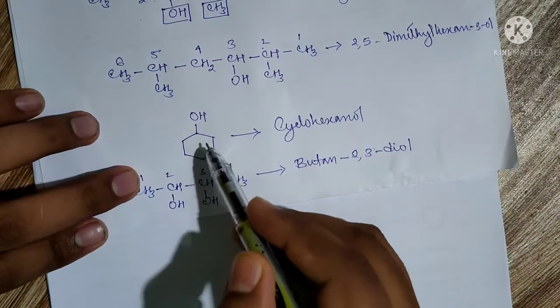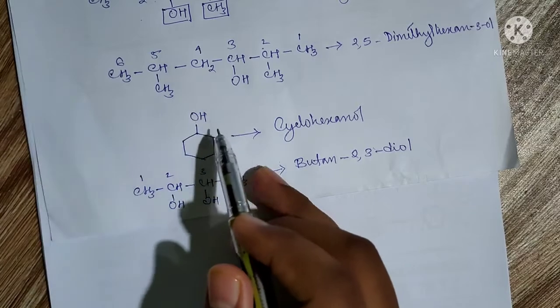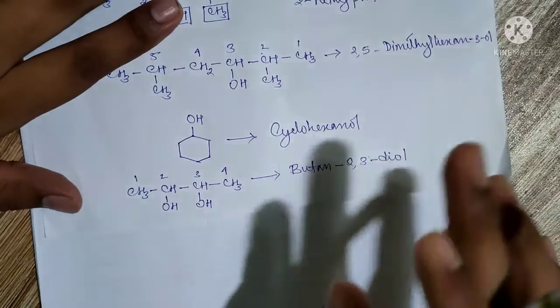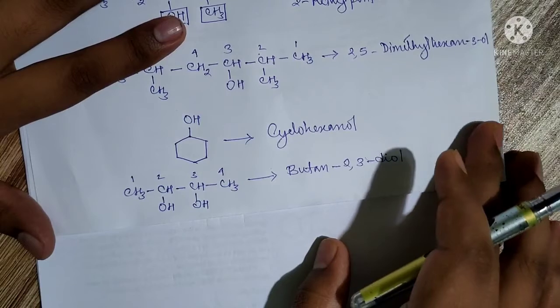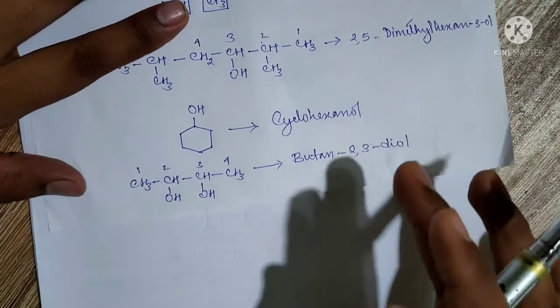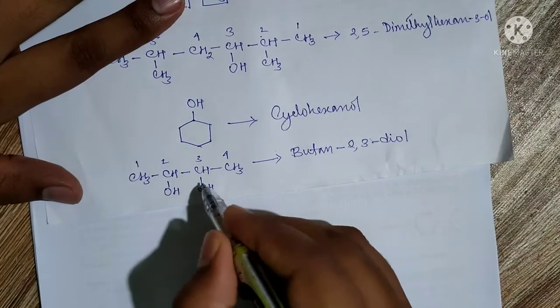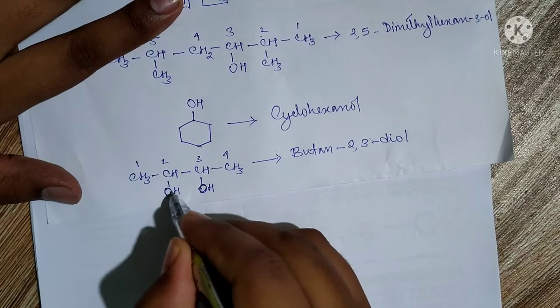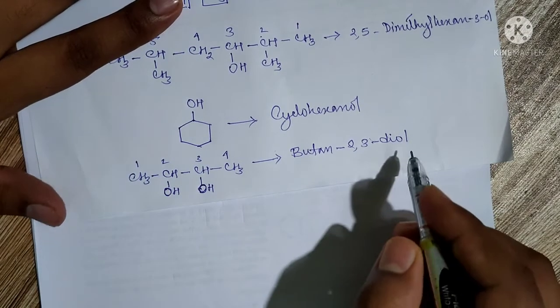This is a cyclohexane ring. Okay, so one OH group is there, therefore it will be a cyclohexanol or cyclohexyl alcohol. In the next case, there are 2 OH groups. Can you see it? There are 2 OH groups. If 2 OH groups are present, then we have to write diol.